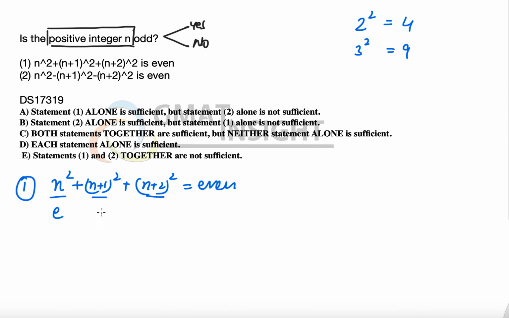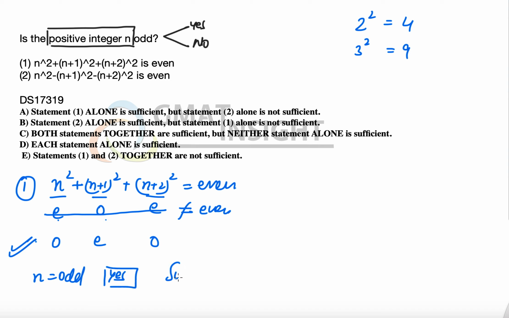Now, since n plus 1 and n plus 2 are two consecutive numbers, let's quickly check: if n is even, then n plus 1 should be odd and n plus 2 should be even. If n is odd, n plus 1 should be even and n plus 2 should be odd. But even plus odd plus even, does that result in an even number? The answer is no. That means this case is definitely not our case. So the other case is our case, which confirms that n definitely has to be an odd number. So the answer to the question is definitely yes, and hence this statement is sufficient to answer the question. So now we are left with only two choices, option A and option D.